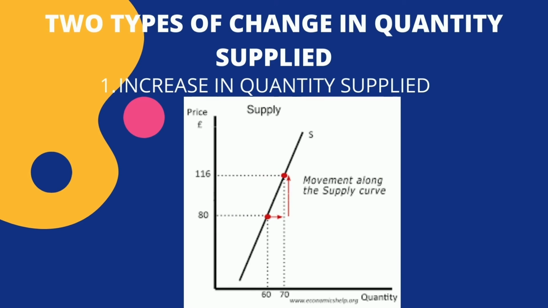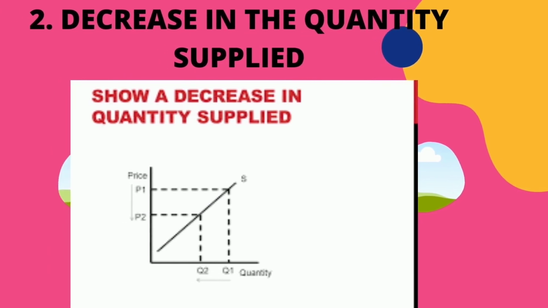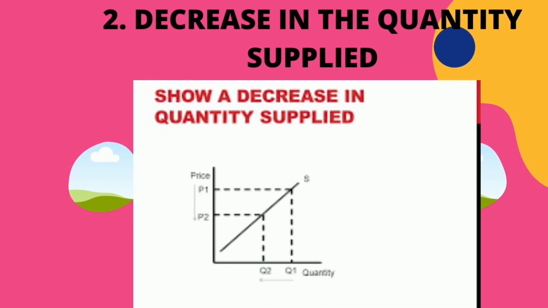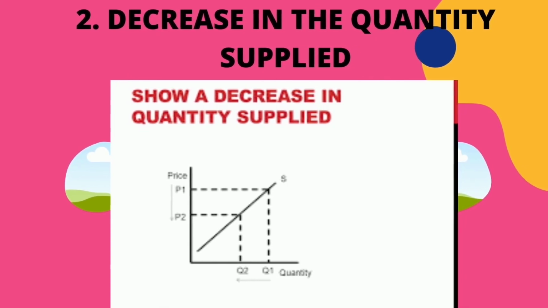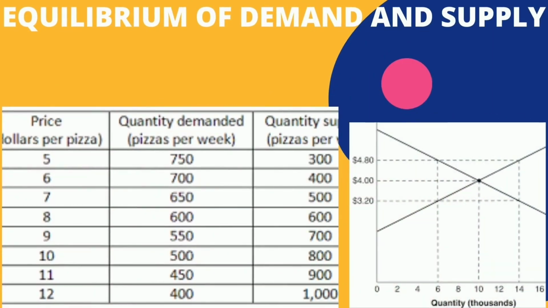1. Increase in quantity supplied. There is an increase in quantity supplied if the quantity supplied increases as a result of an increase in the price of the commodity. This is also shown in the diagram. An increase in the price of the commodity from 80 to 116 brought about a corresponding increase. 2. Decrease in the quantity supplied. There is a decrease in the quantity supplied if the quantity of a commodity supplied decreases as a result of a decrease in price. This is also shown in the diagram. The fall in price of the commodity from P1 to P2 brought about a corresponding decrease.